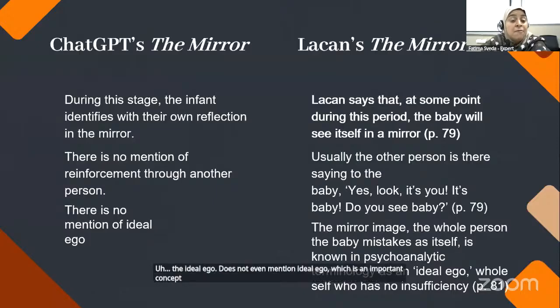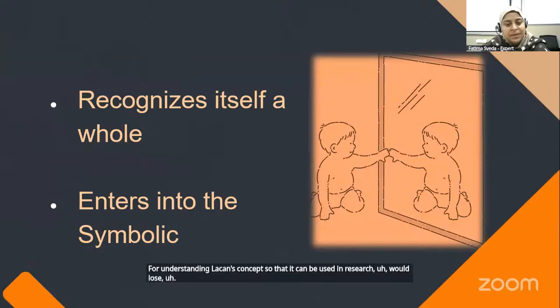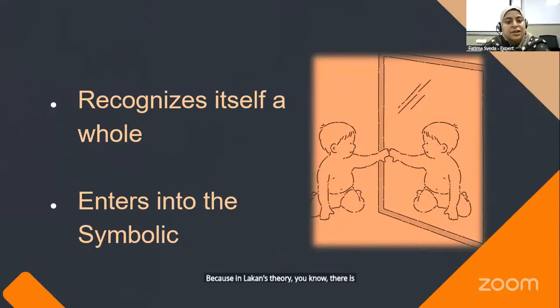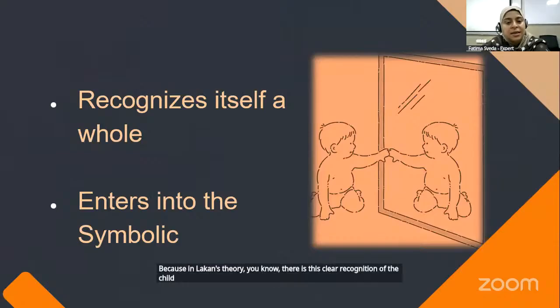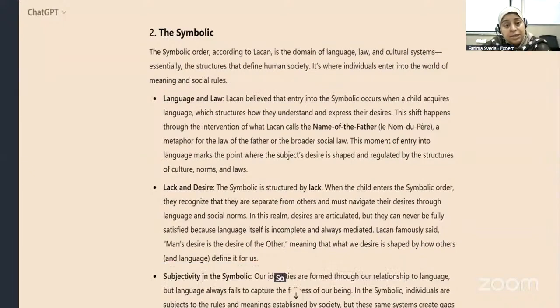So a literary scholar who is only relying upon ChatGPT for understanding Lacan's concepts so that they can be used in research would lose something. Because in Lacan's theory, there is a clear recognition of the child thinking of itself as a goal and then entering into the symbolic. So the last point of Lacan's, the symbolic, this is generated by ChatGPT.